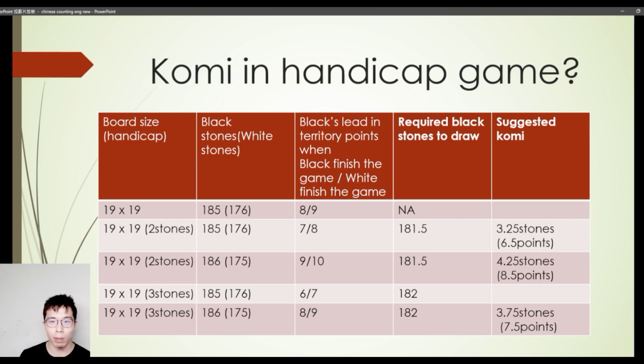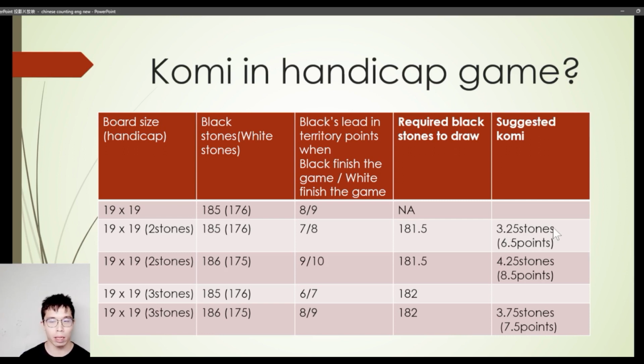But when we apply komi in handicap game, if you use the Chinese rule, you need to take care of the komi. For example, if you play a 2-stone handicap game, it's better you apply a 3.25 stones komi. That would be relevant to 6.5 points. The reason is that when black has 185 stones in a 2 stones handicap game, black is leading by either 7 points or 8 points.